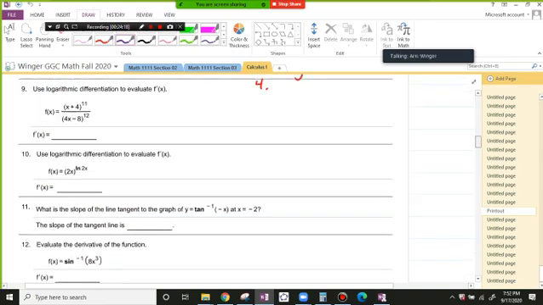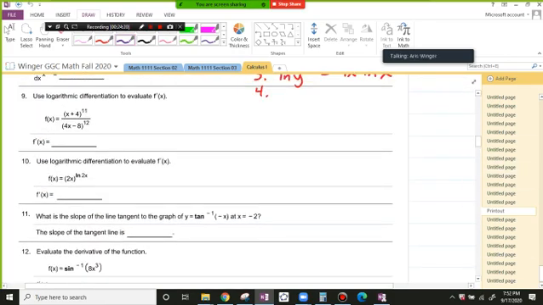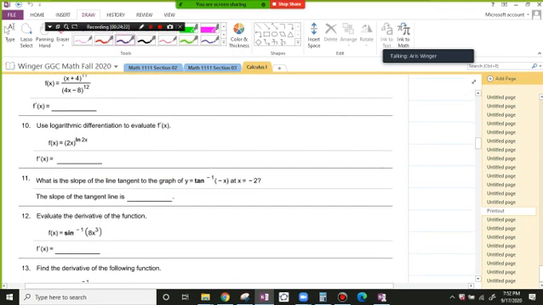We'll close these by just doing differentiation of inverse trig functions. What's the slope of the line tangent to the curve of y equals inverse tangent of negative x at x equals negative 2? Slope of the tangent line, they just want to know the derivative at negative 2.